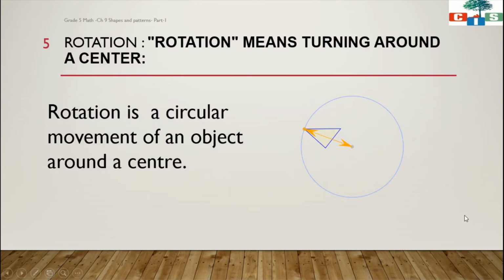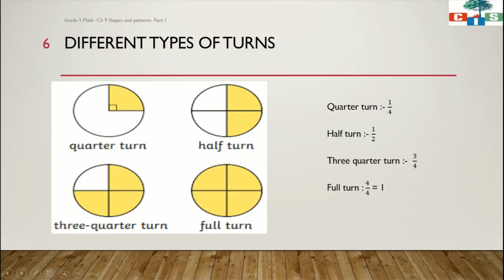Now scholars, let's see about rotation. Rotation means turning around a center. So the proper definition is: rotation is a circular movement of an object around its center. Now scholars, we will see different types of turns. This shaded part is known as a quarter turn. Suppose an object is standing over here and after rotation it comes over here, it means the object has done a quarter turn, and a quarter turn is also known as 1/4.